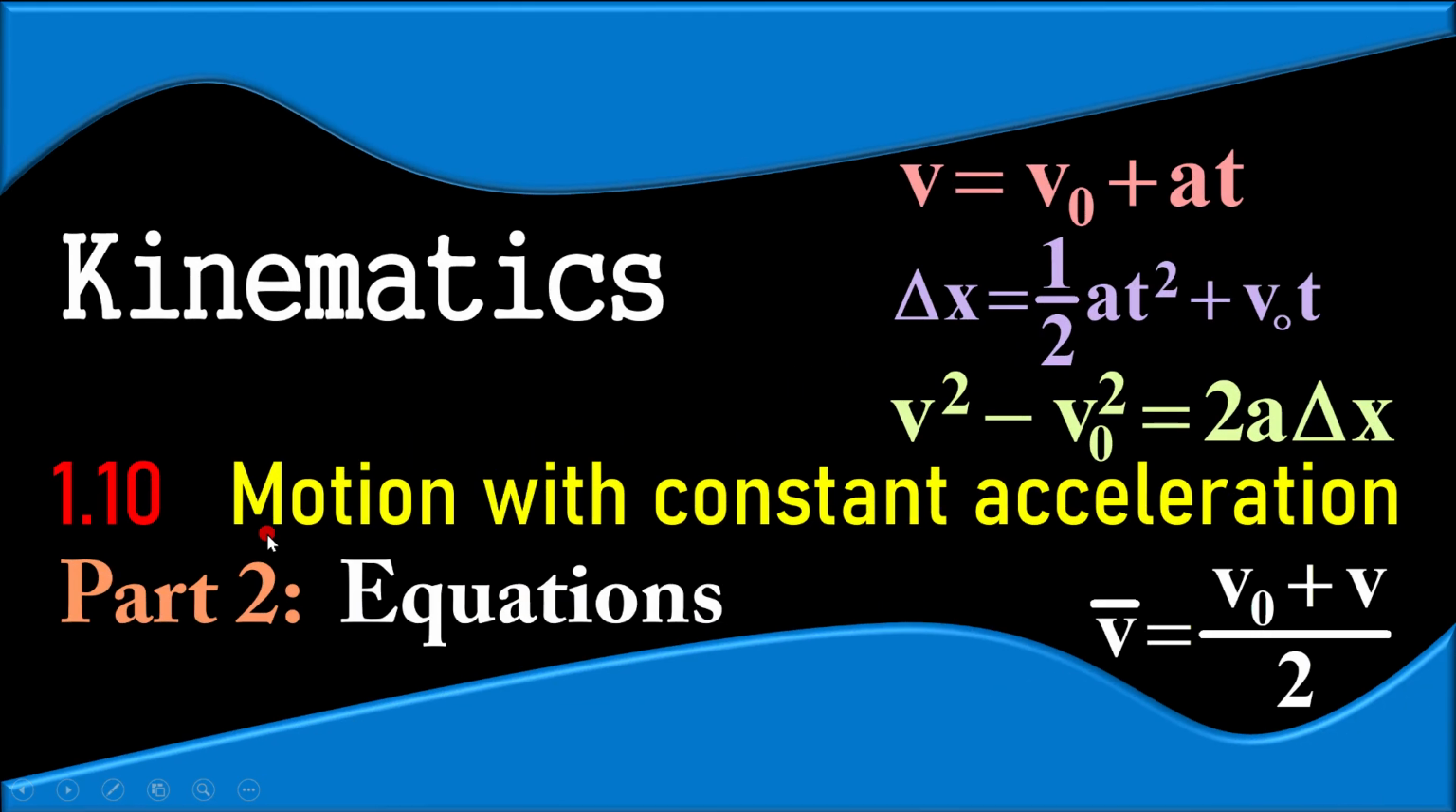Hello everyone, we are back to continue motion with constant acceleration. In the previous video, you remember I explained primary features of constant acceleration motion and also graphs. Now we are gonna extract equations from those graphs. Equations will include velocity time, position time, time independence, and average velocity. Okay, if you are ready, let's start.